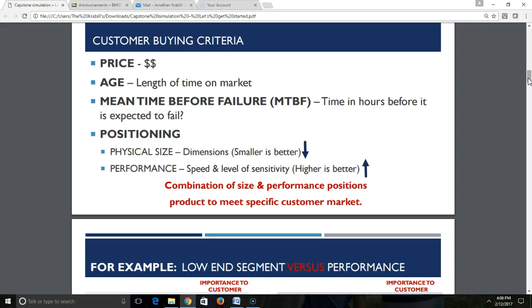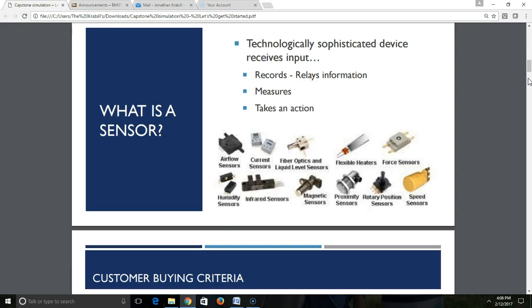Mean time before failure, obviously we're talking about quality at this point in time, and then positioning, and this really refers back to the physical size of a sensor and also the performance, right? The level of speed and sensitivity. We want more speed, we want smaller size. And depending upon who our customers are, they're going to care about one or the other.